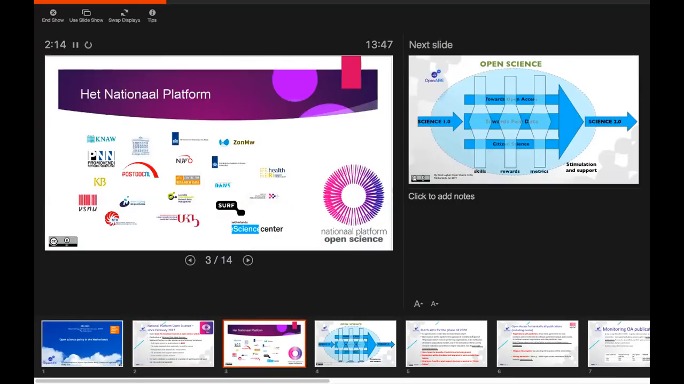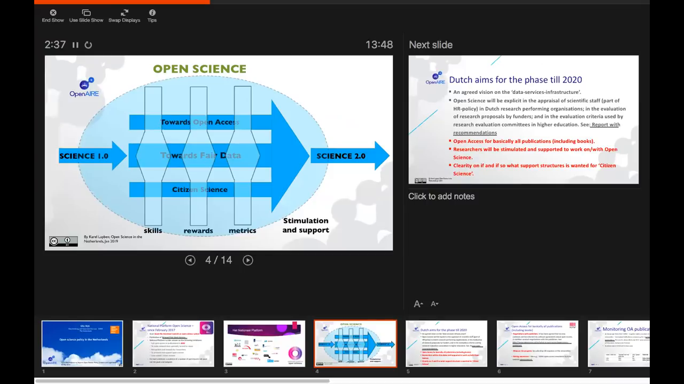Here you can see the members of the national platform. It's a broad coalition with the ministry, with the associations of universities and the universities of applied sciences, the academy, the national research funder NWO, my institute DANS, the national library, etc. This slide shows the transition to open science with skills, rewards, and monitoring as cross pillars, and advocating open science is necessary to make the transition possible. All the cross pillars are part of the themes of the national plan.